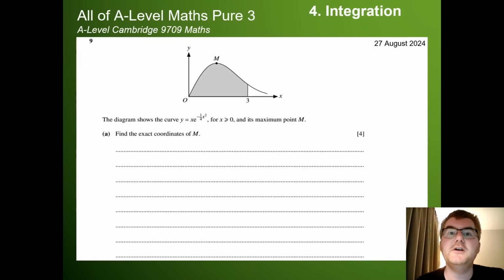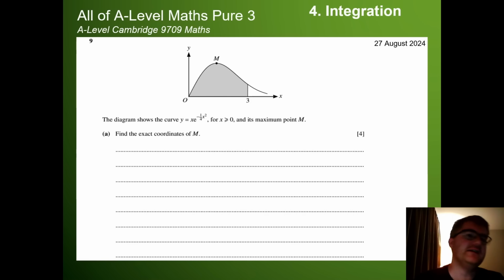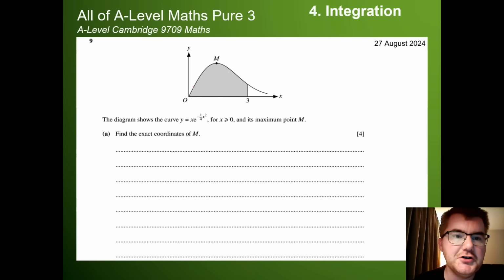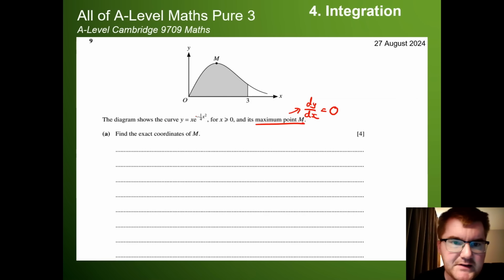Okay, on to our next question. So let's move away from some trig and let's look at our exponential function instead. So the diagram shows the curve y equals x e to the power of minus a quarter x squared, and we have a maximum point which we need to find. As soon as I see this phrase maximum point, we need to be thinking of differentiation and then setting to 0. So if we take our function, we're going to use the product rule again.